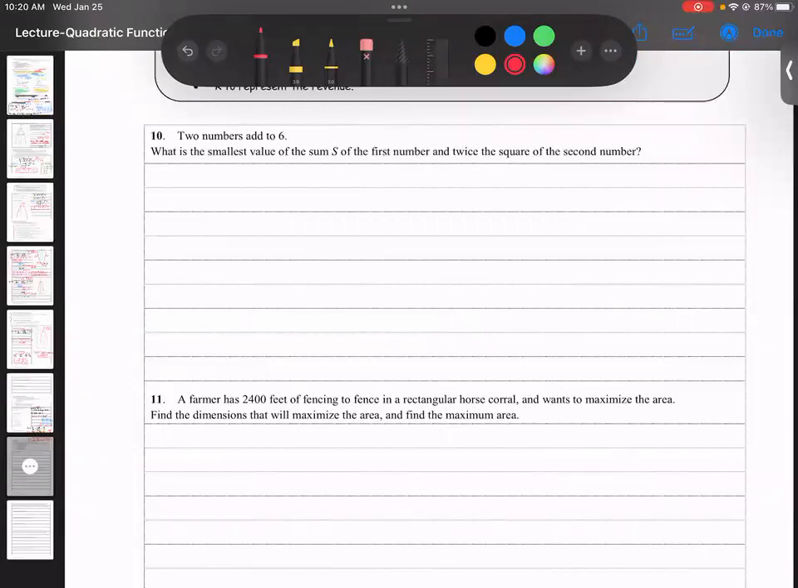Right? The two numbers add up to 6. What is the smallest value of the sum of the first number and twice the square of the second number? So to start out, I'm gonna let x, y be the two numbers. I'm sorry, two numbers add up to 6. So x plus y equals 6.